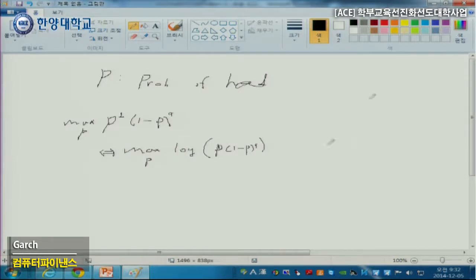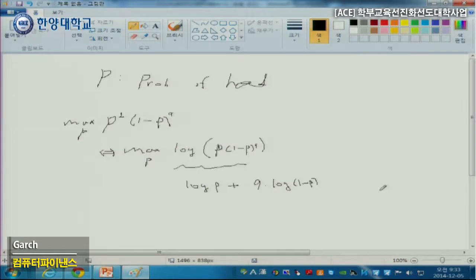Right? And then this one is log P plus 9 log(1 minus P). Log is such a convenient thing. This is the beauty of log, right? We can change multiplication into the sum. We can change division into the minus, right? This is beautiful. It is much more convenient.